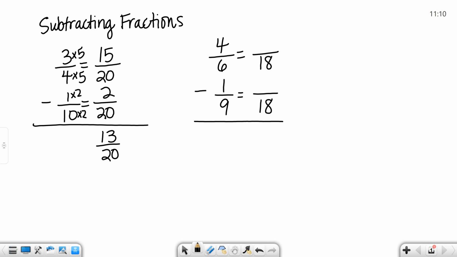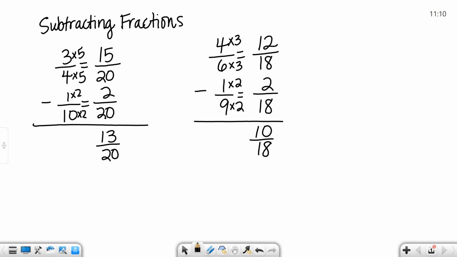So 6 will go into 18 3 times. That means we would have to multiply that by 3 to get 18. Whatever you do to the bottom, you do to the top. So that's going to give you 12/18. On the bottom here, 1/9, we would have to multiply the 9 by 2 to get 18. So we'll also have to multiply the 1 by 2, and we get 2/18. When we subtract our numerators only, 12 minus 2 is 10 over 18.